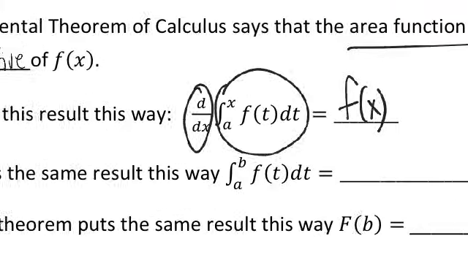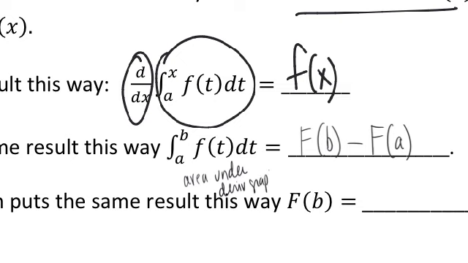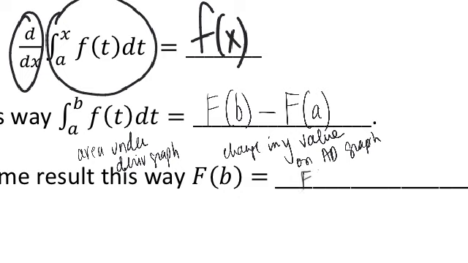And FTOC2 puts it this way: the integral from a to b of little f is big F, the antiderivative at b, minus big F, the antiderivative at a, which emphasizes that the area under the derivative graph from a to b is equal to the change in y values on the antiderivative graph from a to b, okay? And the net change theorem puts it yet another way, saying that big F of b is equal to big F of a plus the integral from a to b of little f of t dt.